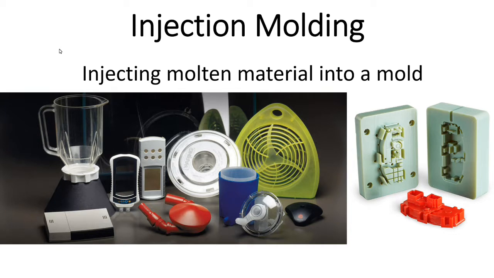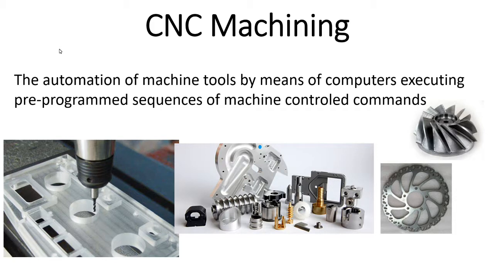Injection molding. Injecting molten material into a mold. So this is a pretty popular method of prototyping. A lot of things can be made from injection molding. CNC machining. The automation of machine tools by means of computer executing pre-programmed sequences of machine-controlled commands. So this is a good way to make metal products. They start with a lump of metal, and they can be cut into many different products.